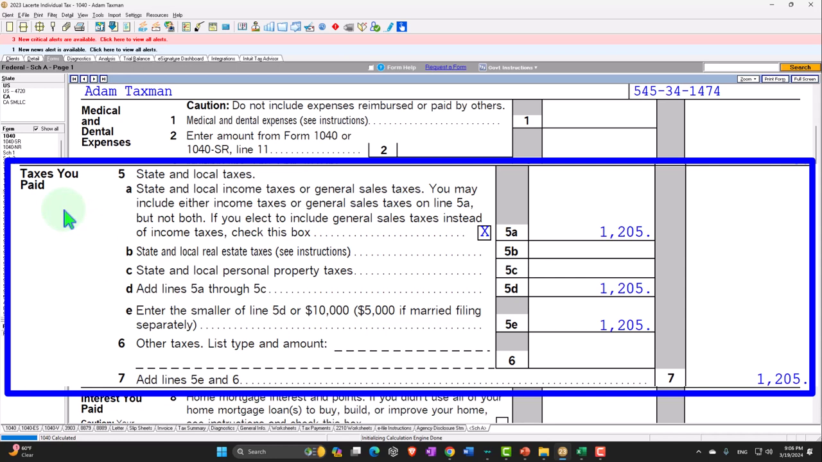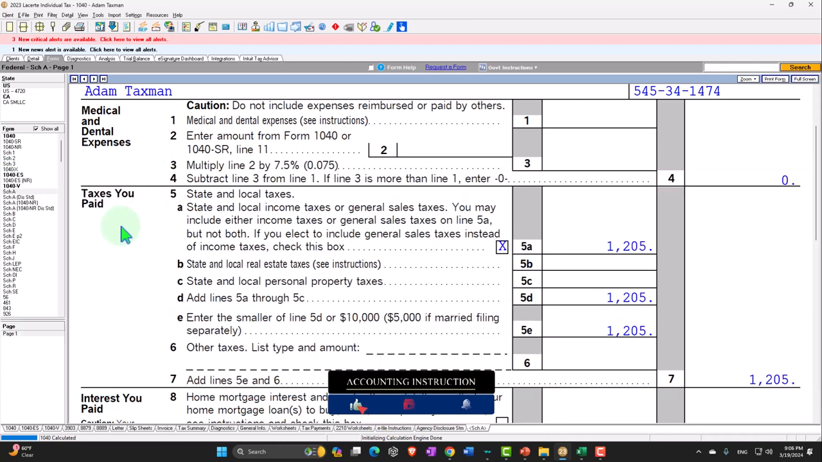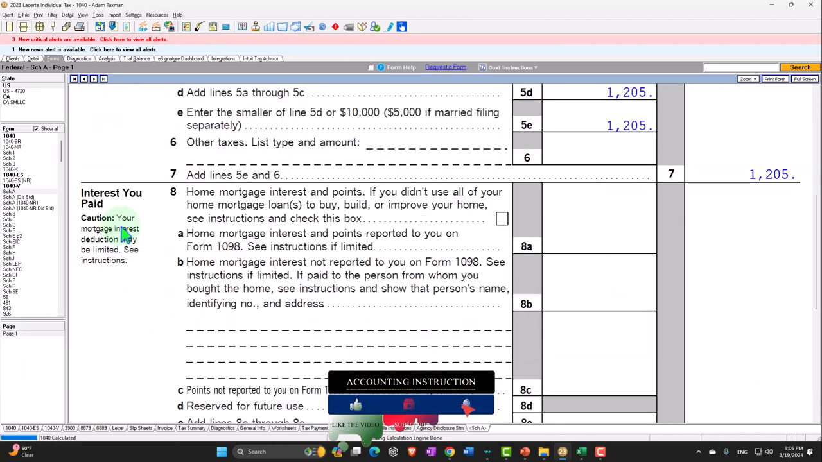But taxes with regards to real estate taxes are often one of the significant factors that can push people over. People that have higher income will, of course, generally have higher state taxes as well, whether that be states that have an income tax or they'll be purchasing things, so more likely they're going to have a higher sales tax as well. And then the interest.